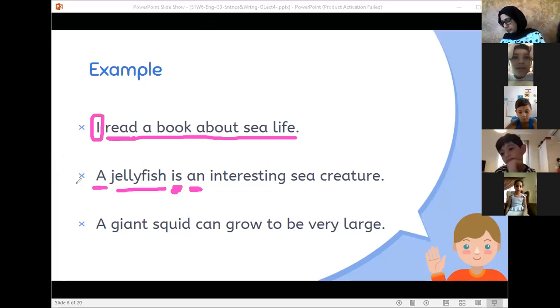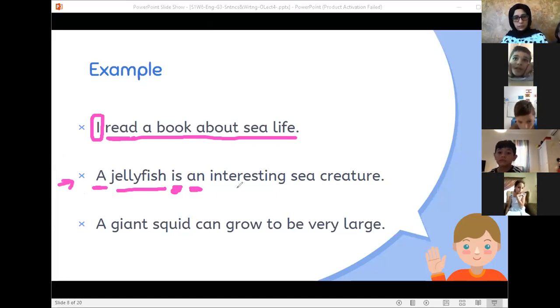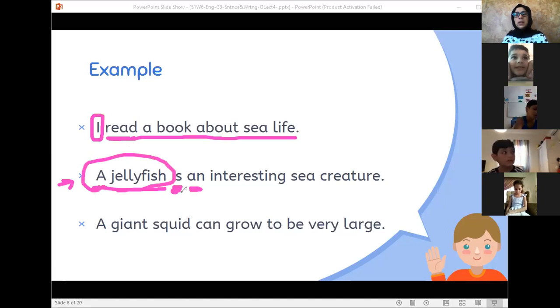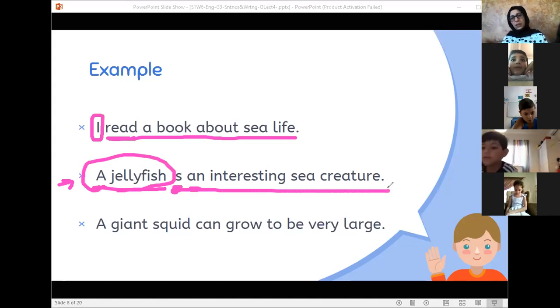Squid can grow to be very large. I want you to read sentence number 2. A jellyfish is an interesting sea creature. Excellent. Kamal, what is the naming part in this sentence? A jellyfish. Yes, I'm talking about the jellyfish. This is the naming part. And what is the telling part? Is an interesting sea creature. Bravo.